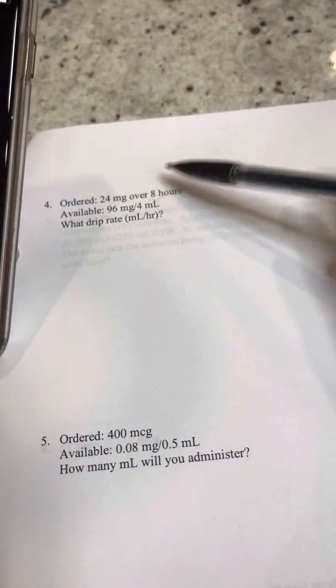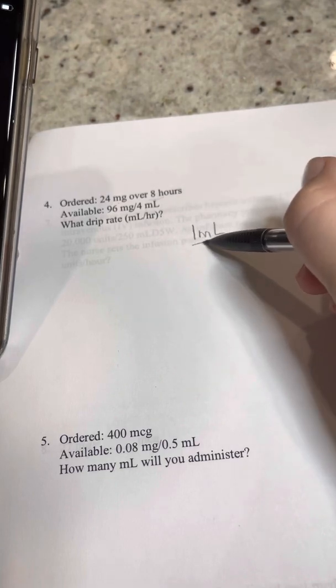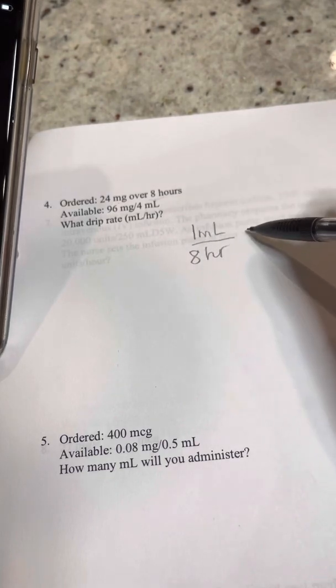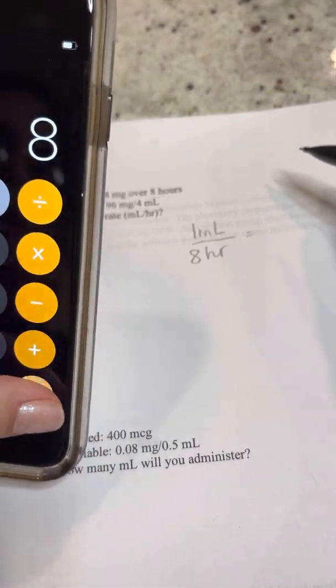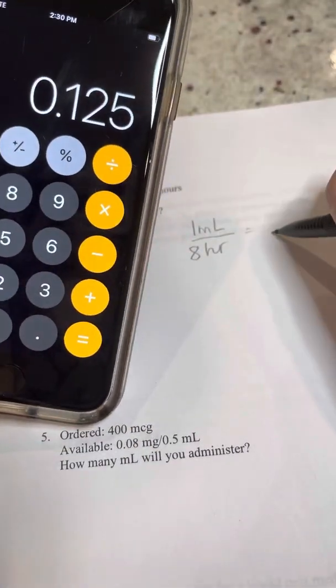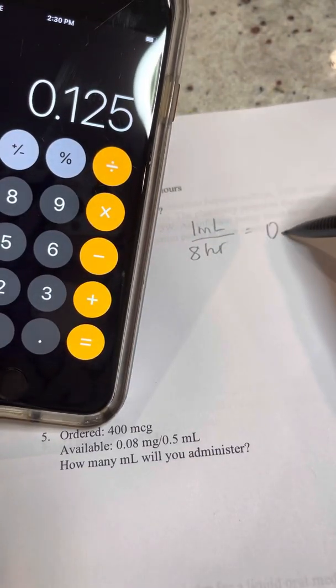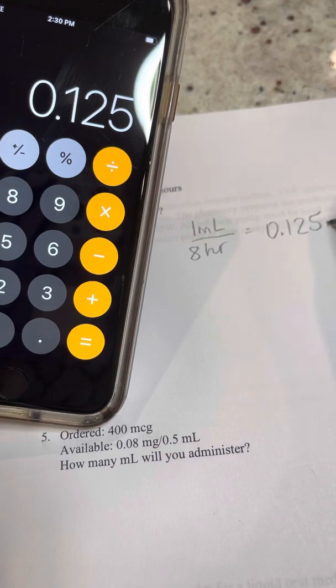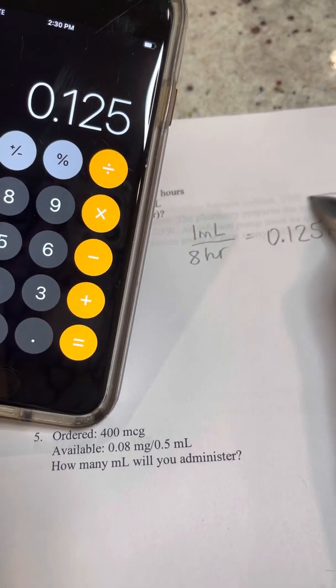But it's over 8 hours. So we're going to do 1 mL divided by 8 hours. So 1 divided by 8. So to run 1 mL over 8 hours, we're going to do 0.125 mLs per hour. And that's our answer.